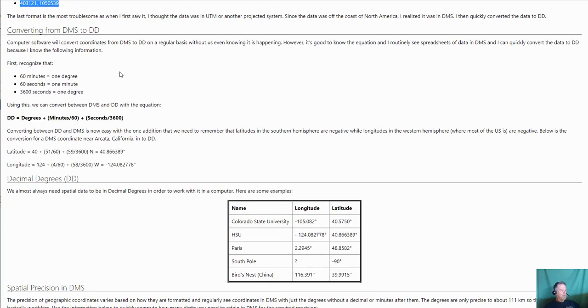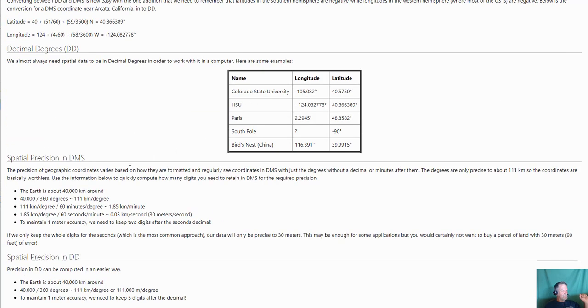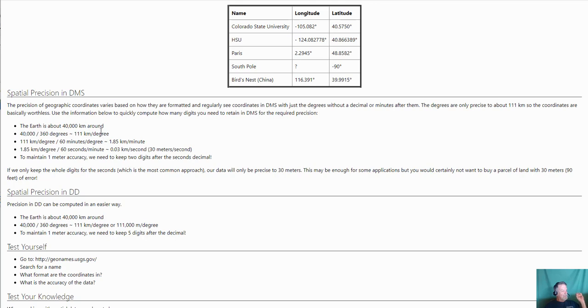The conversion to go from DMS to DD is very simple. You just take the degrees plus the minutes divided by 60 plus the seconds divided by 3600, and that'll give you the decimal degrees. So you can do that in Excel. There's also websites where you can do it, but if you need to do a whole bunch of data, you can just do it as an equation in Excel. Here's some examples.